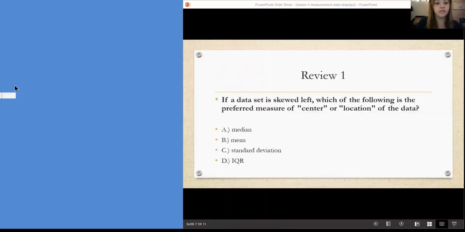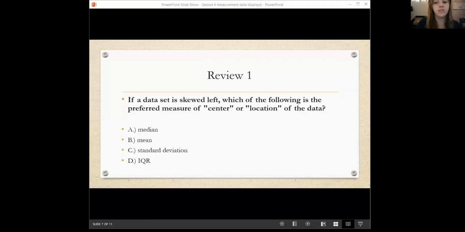Okay, so this first one says, if a data set is skewed left, which of the following is a preferred measure of center or location of the data? So go ahead and look these over, pause the video if you're watching it back, and we will go over it then.